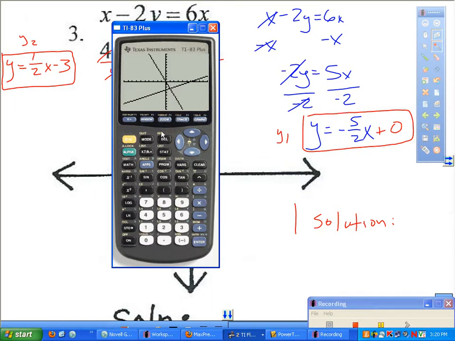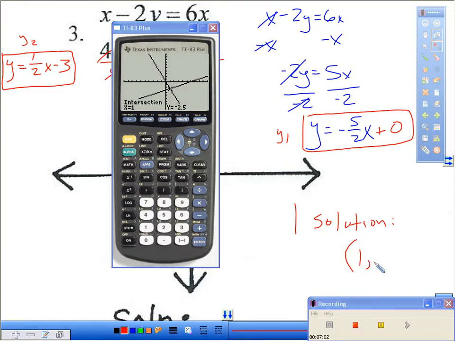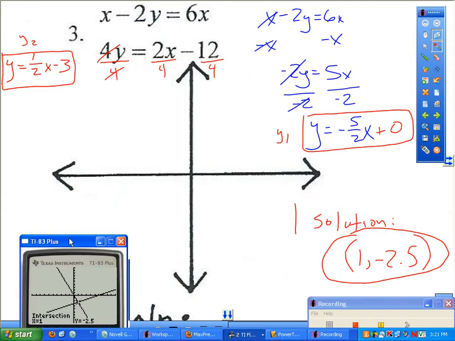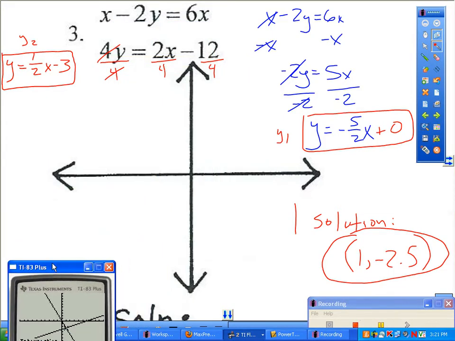So we'll push second trace and choose number 5 that says intersect. Hit enter for the first curve, hit enter for the second curve, and guess, hit enter one more time, and it's going to give us our ordered pair of 1, negative 2.5. So those are the coordinates of the point where those two lines intersect, which means that it's a point that's on both of the lines, so it's a solution to both of the equations. So that's how we solve systems of equations by graphing.